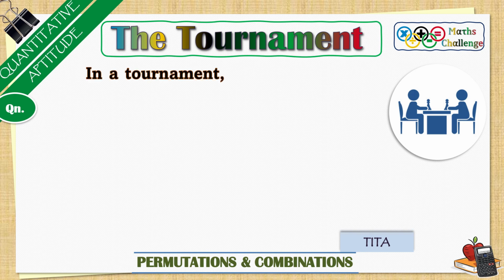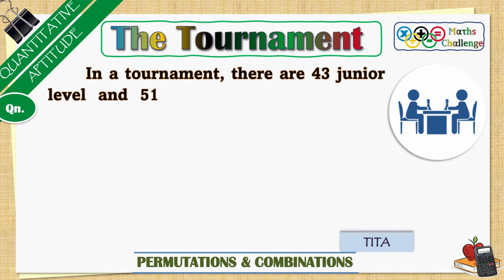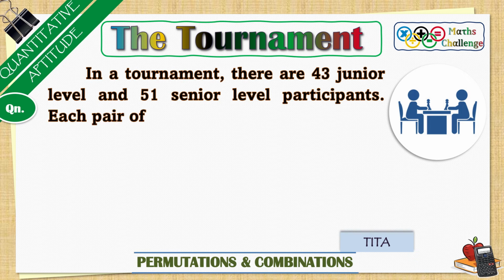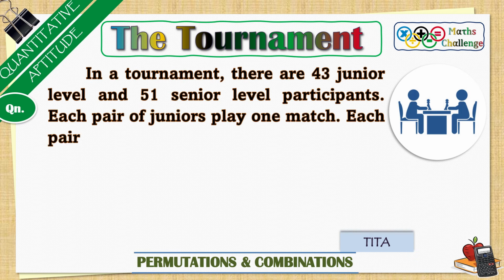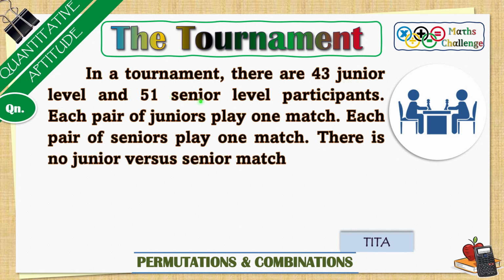Today we have brought to you a math challenge from the topic Permutations and Combinations. Here it goes. In a tournament there are 43 junior level and 51 senior level participants. Each pair of juniors play one match. Each pair of seniors play one match. There is no junior versus senior match.